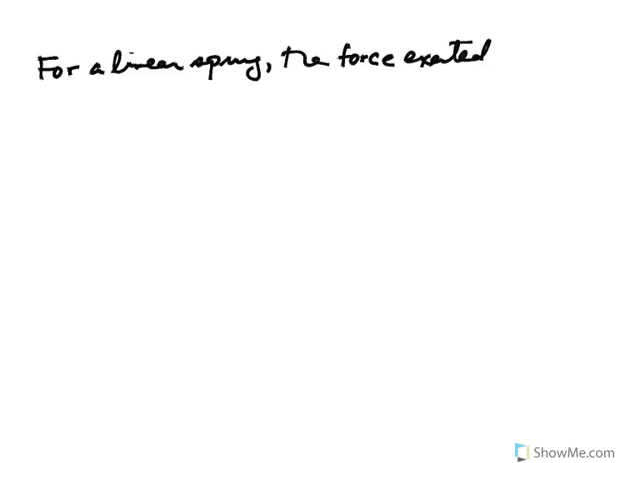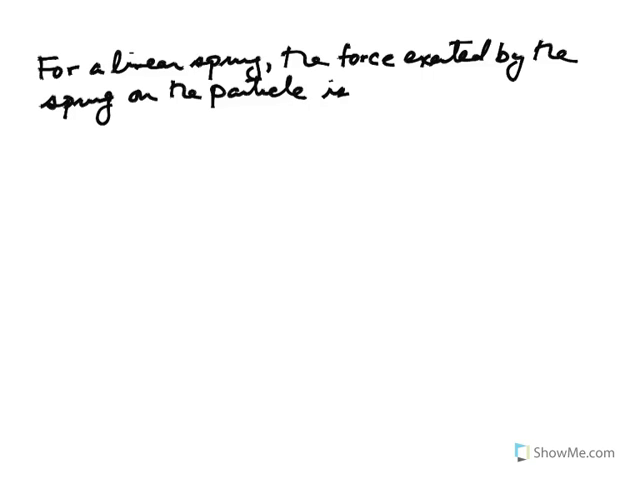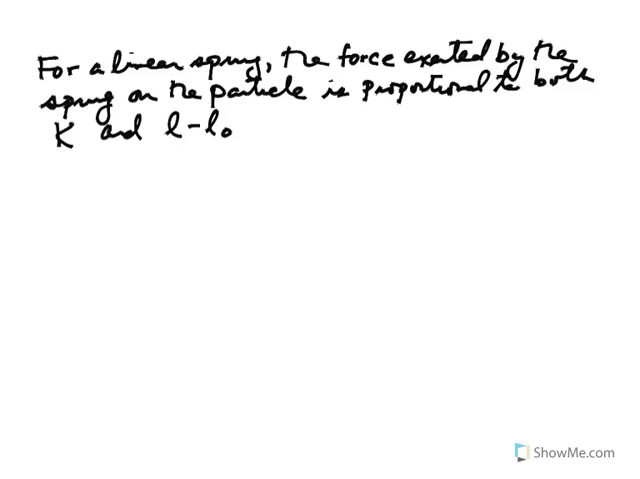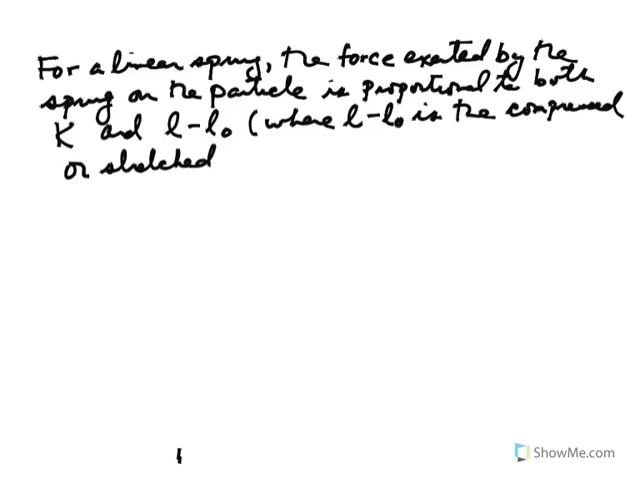Now, let's get started with the spring model. For a linear spring, the force exerted by the spring on the particle is proportional to both the spring constant K and L minus L naught, where L minus L naught is the compressed or stretched length of the spring.